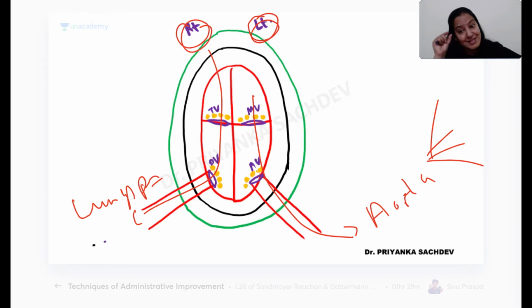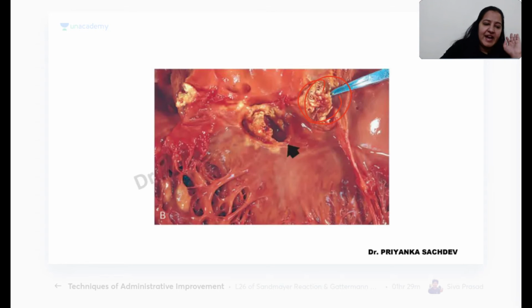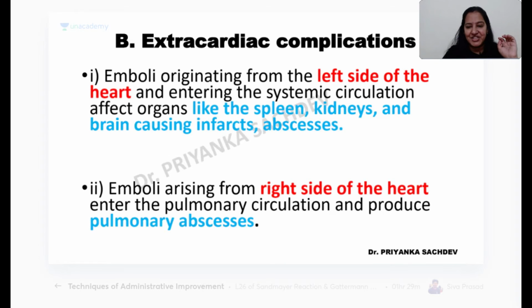So right side vegetations will form an abscess in the lung, where bacteria will reach, and left side vegetations will form abscesses in multiple organs. So apart from the heart, abscesses will form in multiple organs. If the vegetations are from the left side, they will detach, move through the aorta, and form abscesses in all organs of the body. If they are on the right side, they will move through the pulmonary artery and form abscesses in the lungs. Say yes or no. So can you see, this is a pus-filled abscess. Perforation is there because of the pus-filled abscess in the walls of the heart, in the vegetations.